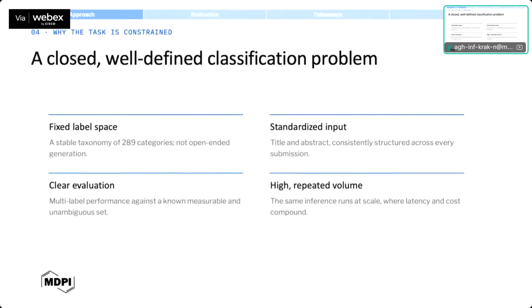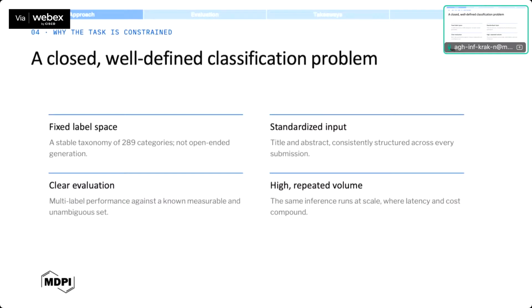So the task is constrained, and what we are trying to define is a closed and well-defined classification problem. And by closed, I mean that there is a fixed number of labels that we are trying to assign to these articles. So there is a stable taxonomy. It's not that large. We are not making this classification open-ended. It's a fixed number of labels.